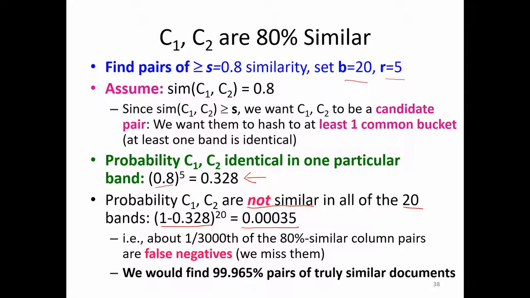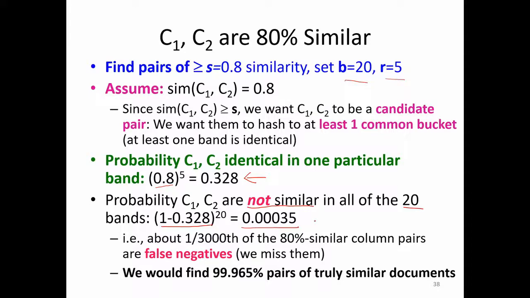you will find the 80% similar items. There is only about a 0.035% chance that there will be a false negative.